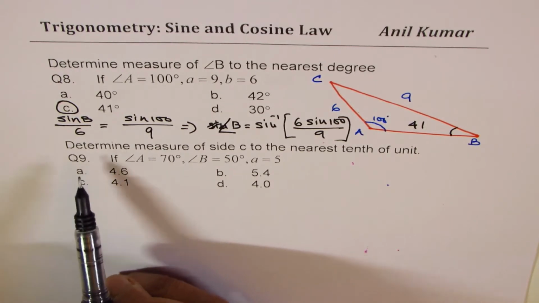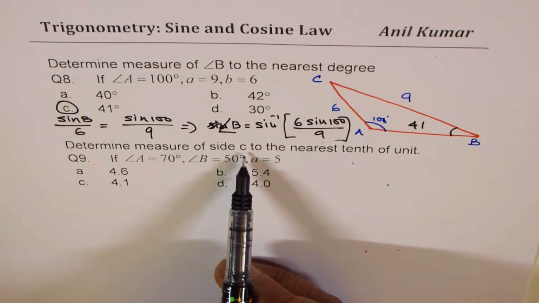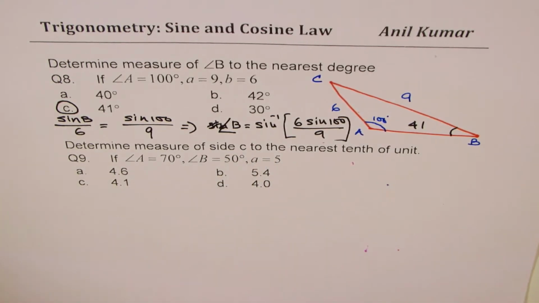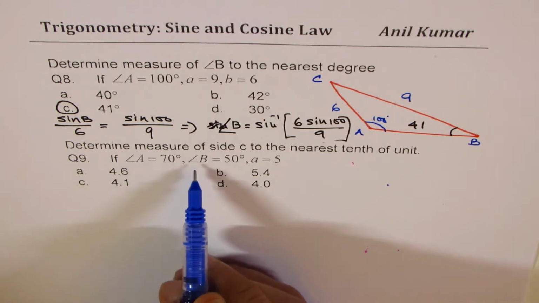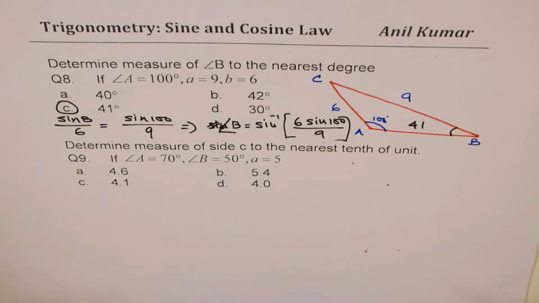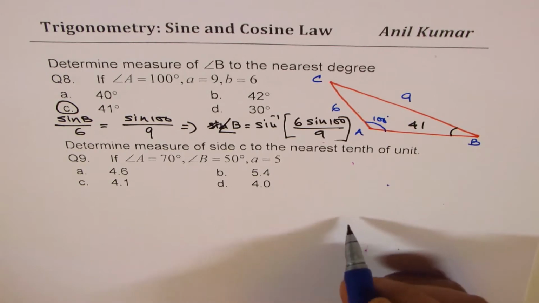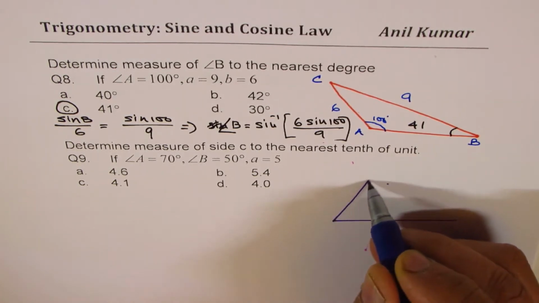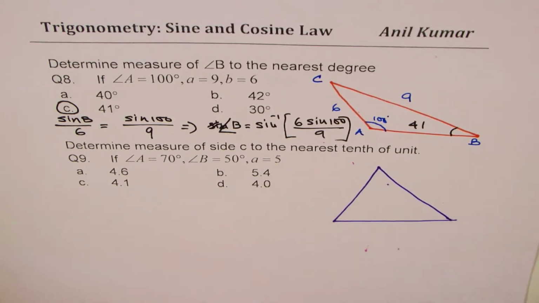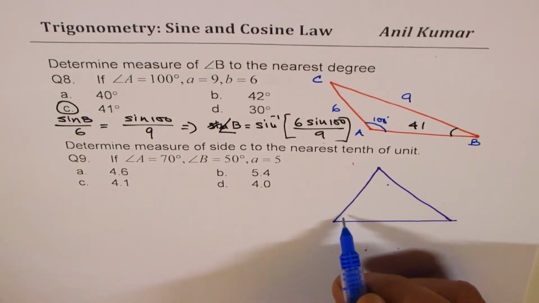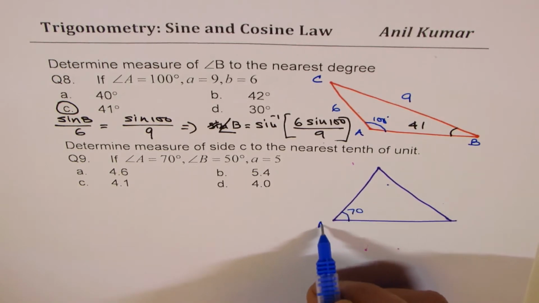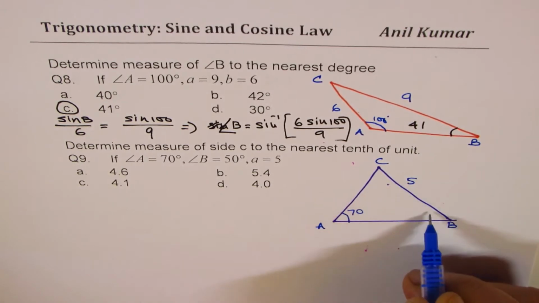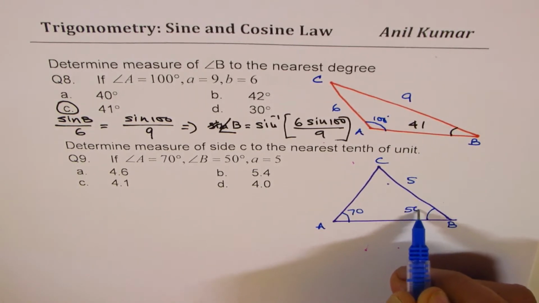Question 9. Determine measure of the side C to the nearest tenth of a unit. So this time we have to calculate the side. We are given 2 angles and 1 side. Okay, so let's sketch this. So we are given 2 angles and 1 side. One angle is, let's say, 70 degrees. The other one is 50 degrees. Okay. These diagrams are not to the scale, as you can see. I prefer to write A on the left side. Now this is 5 for us. The angle is 50 degrees.